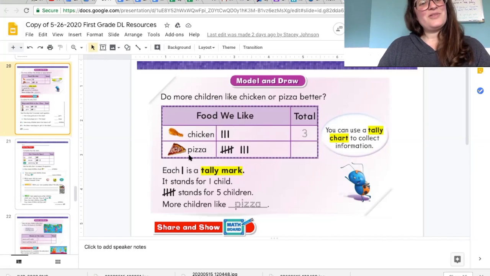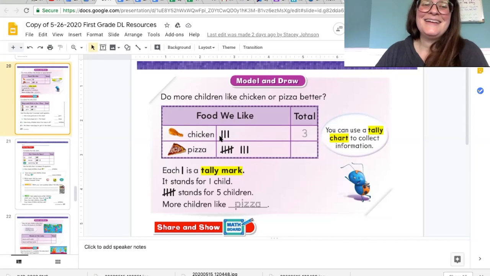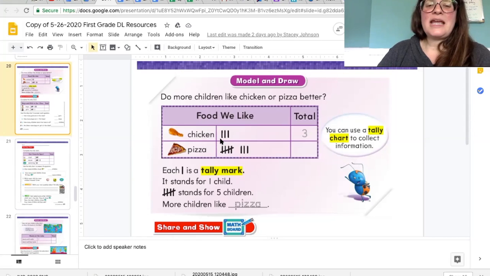And I'm curious what you would mark. Would you mark chicken or pizza? I think I might mark pizza. Okay, so here we go. And we're gonna count the tallies just like they did in the video. 1, 2, 3. Oh, 3 children liked pizza. So you can see they wrote a 3 here.